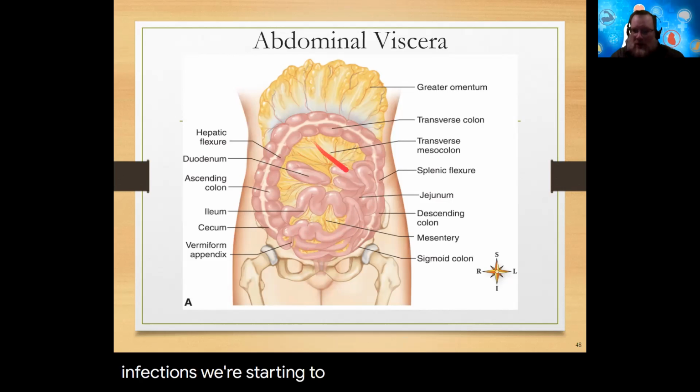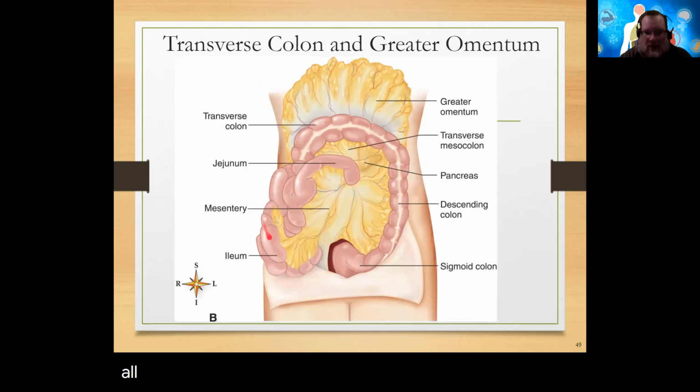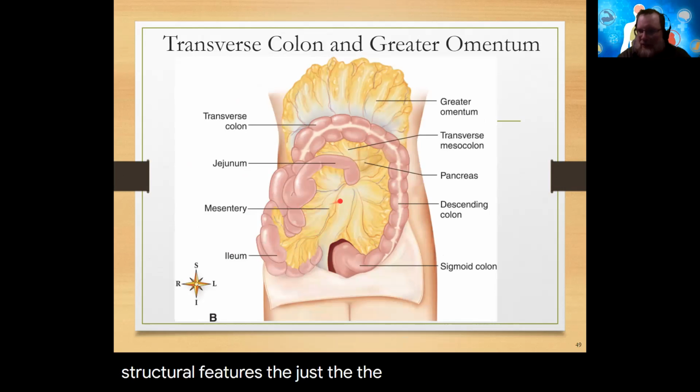We're starting to wonder about the role that mesentery has been playing all these years in harboring some of the bacteria that are leading to some of our inflammatory conditions. So anyway, greater omentum, again, that's that apron that covers everything up. So look at all this mesentery. You can just imagine, again, it's highly vascularized. It's pretty amazing, the structural features, the size of it all.